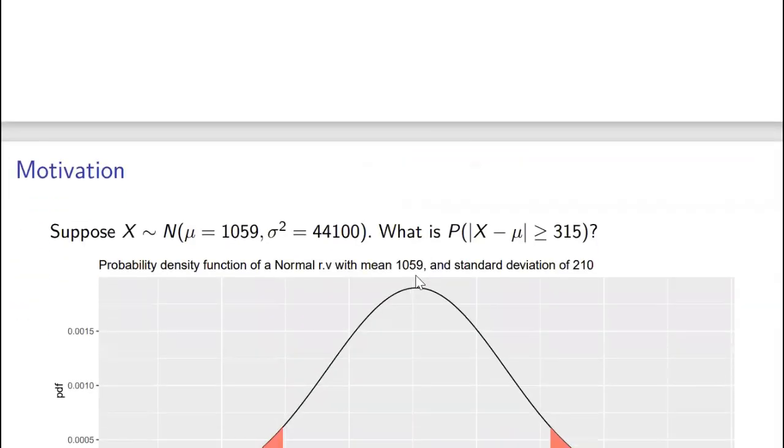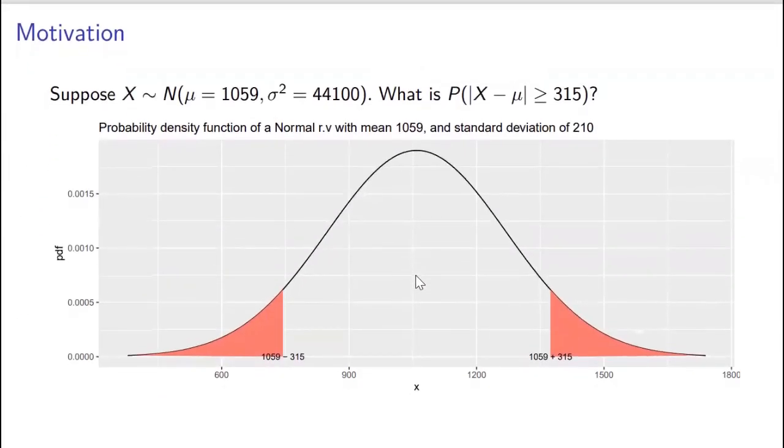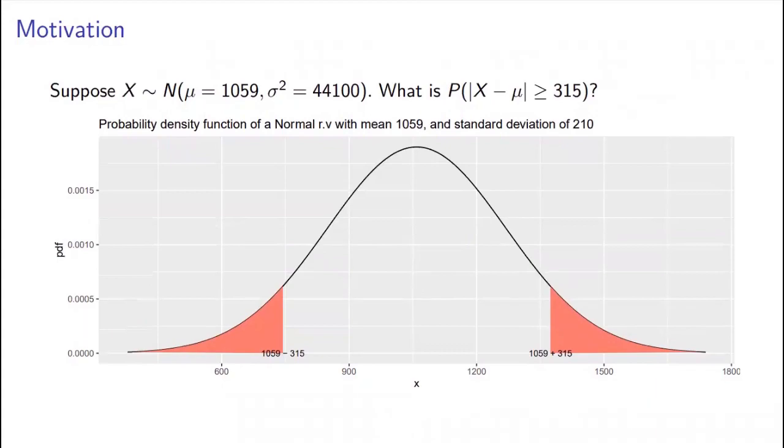I will start with a motivating example. In 2019, over 2 million high school students in the United States took the SAT exam. The average score for that year was 1,059 with a standard deviation of 210. That means the variance is 44,100.